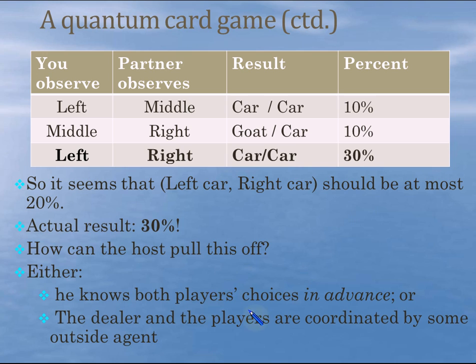So this second option is the option that I'm saying is consistent with the fact that there are causes outside of space and time. The dealer doesn't cause this to happen. If he caused it to happen, he would have to know in advance what your choices are, so he'd have to be clairvoyant. So if you eliminate that possibility, the only other possibility is that both the host and the players must be coordinated together. And that coordination must be somehow outside of the process of space and time.